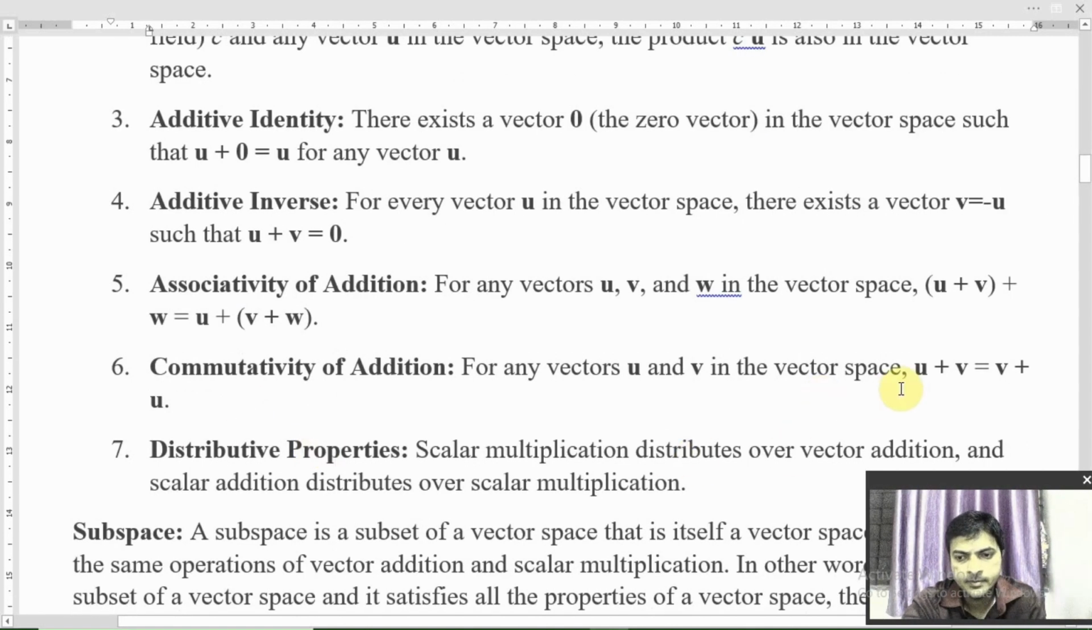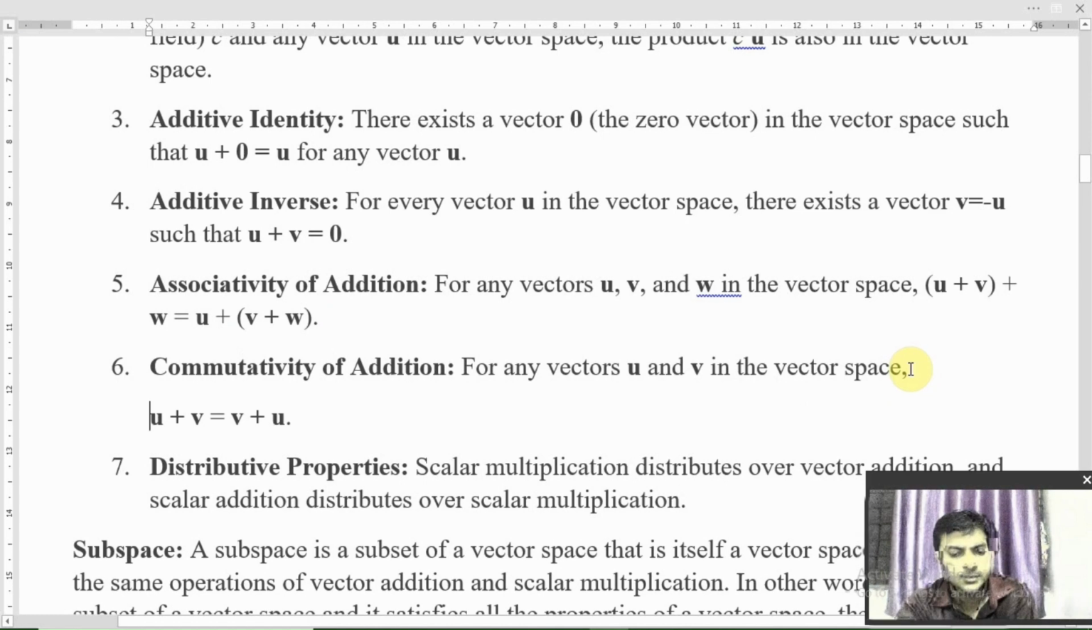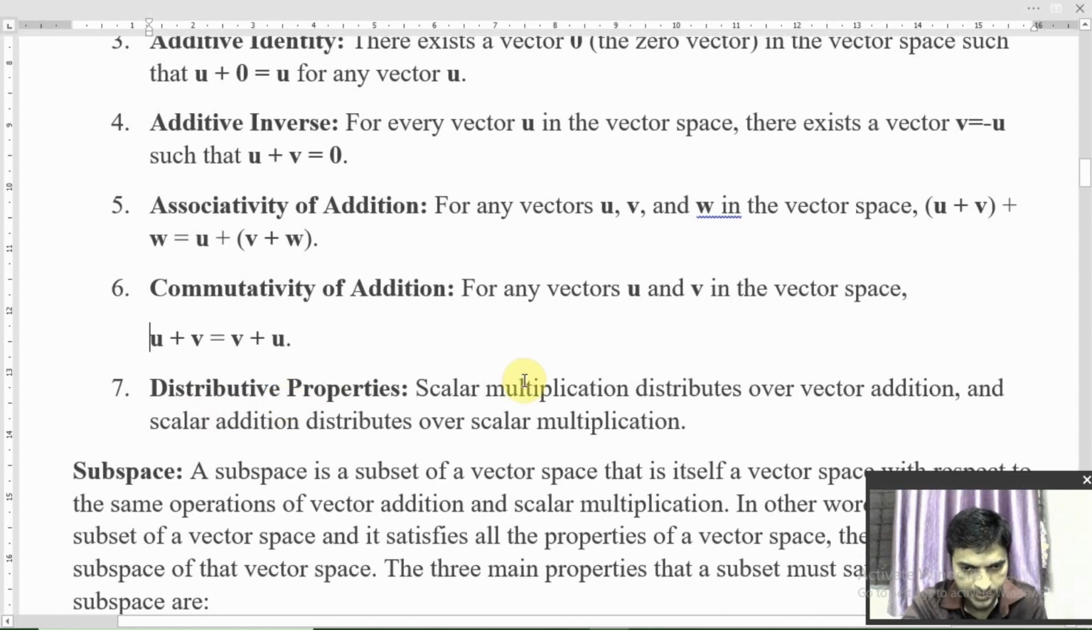Similarly, we have commutativity of addition. For any vectors u and v in the vector space, u plus v is equal to v plus u. So the commutative law is satisfied. The last property is the distributive property. Scalar multiplication distributes over vector addition, and scalar addition distributes over scalar multiplication. This property we can easily see in the examples.